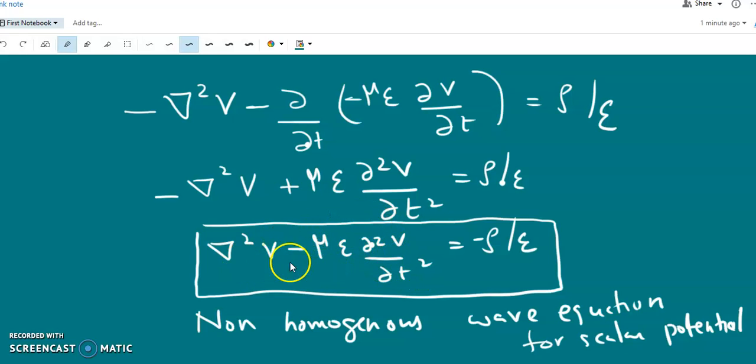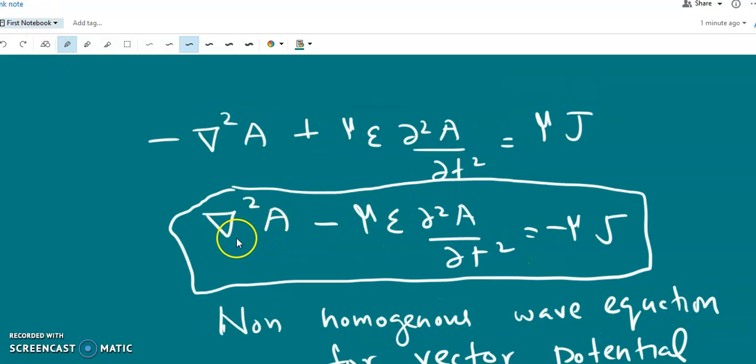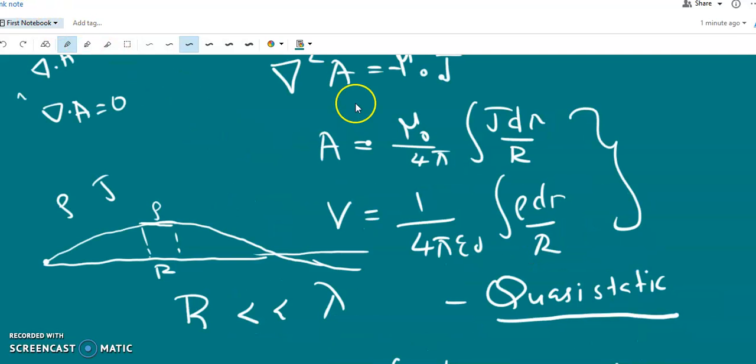So under static case, this term is equal to 0, del square V is equal to minus rho by epsilon. That's a Poisson equation. And under static case, this becomes del square A equal to minus mu J, the Poisson equation for magnetostatics. And we have seen that these are the solutions of the Poisson equations, and these cannot be the solutions of the non-homogeneous wave equation for scalar and vector potential. So we have to modify this equation for the time varying case to get the solution for the non-homogeneous wave equation for scalar and vector potentials. Okay, thank you.